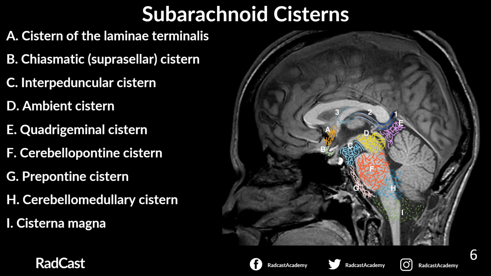Also, we have here F, which is cerebellopontine cistern. It is lateral to the pons. G is prepontine cistern, which is anterior to the pons. H, cerebellomedullary cistern, which is lateral to the medulla. And finally is the biggest subarachnoid cistern, which is called cisterna magna, located posteriorly to the medulla.